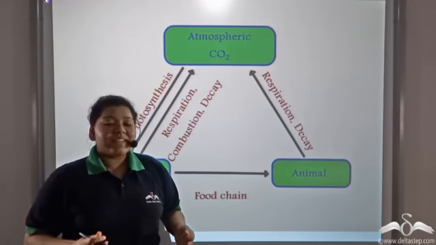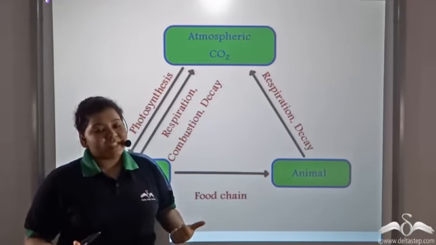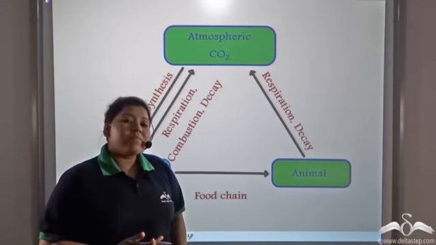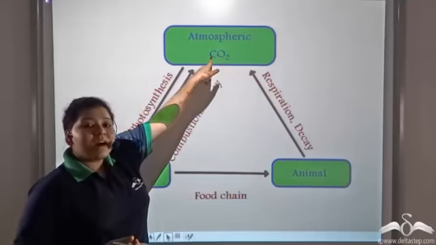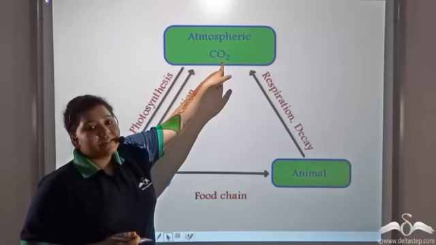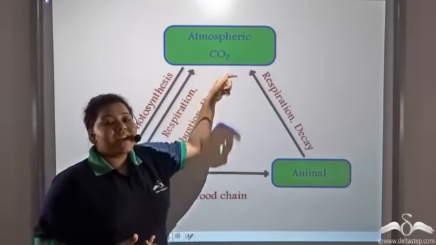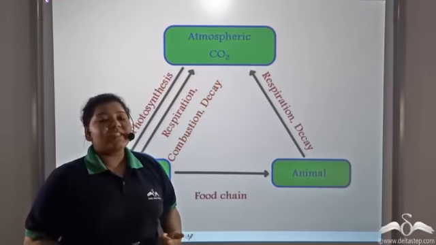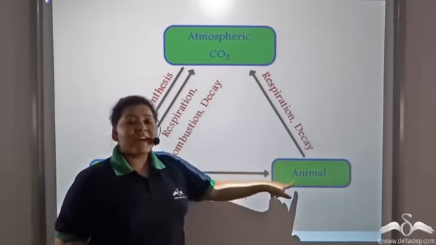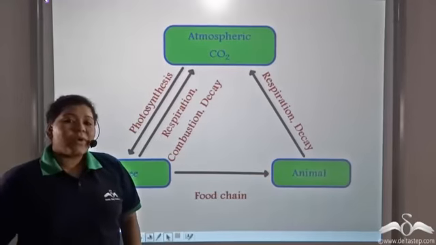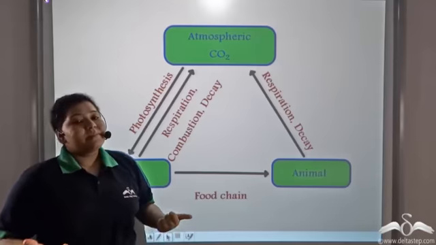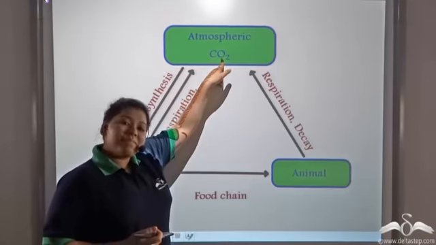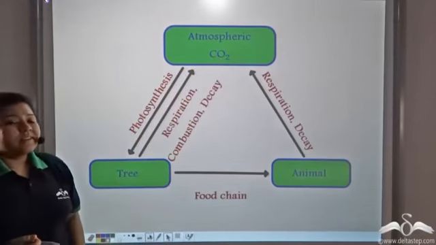Some of the carbon gets utilized in making up the body tissues, and some of the carbon gets oxidized during respiration to form atmospheric carbon dioxide. Now the carbon that was utilized in making the body tissues, when the living organism dies, the microorganisms act on these body tissues, thus liberating the carbon dioxide back to the atmosphere.